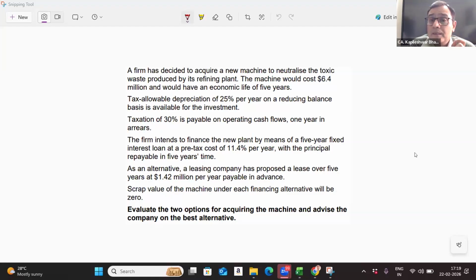And the inflows will be the tax saving on depreciation, which is going to be different for every year because my depreciation is on a WDV. So you'll have to calculate a tax saving each year separately. And in terms of the lease option, there will be just a lease rent paid and there will be a tax position net. I think let's begin the journey.